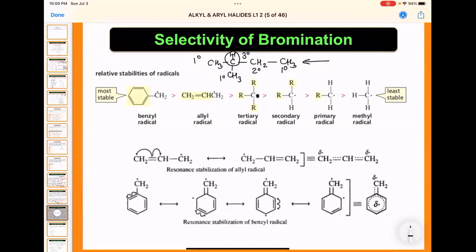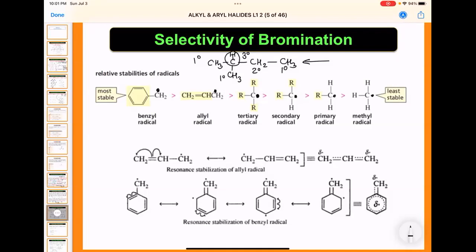This kind of radical has carbon on three sides. Okay, this is a secondary radical, this is a primary radical, and this is a methyl radical. And even more easily than the tertiary, the allylic radical can break very easily. Okay, and the benzylic radical also can break very easily.